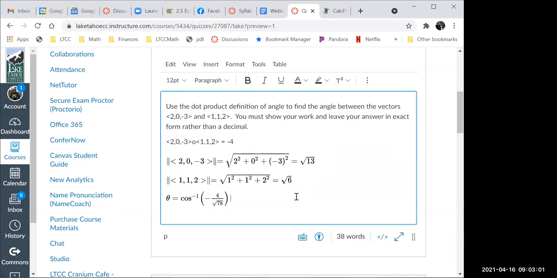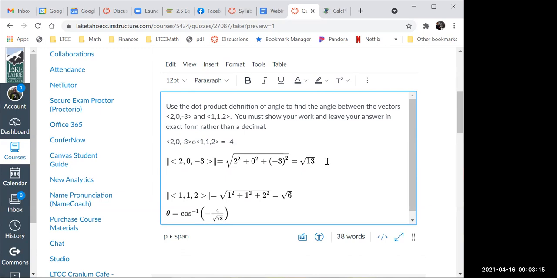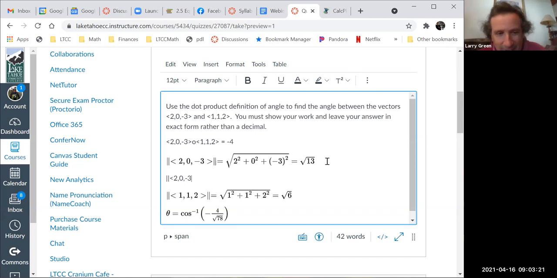I didn't show my work for the square root part because that was going to take a long time to type in, but I still put in the answer, square root 13 and square root 6, separately. Let me show you if you don't want to take a long time, then you just go like this. (2, 0, -3). It won't take a long time, I promise. It is equal to the square root of 2 squared plus 0 squared plus -3 squared, which equals square root of 13.